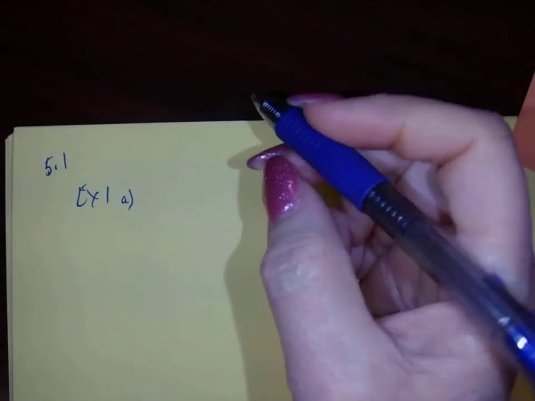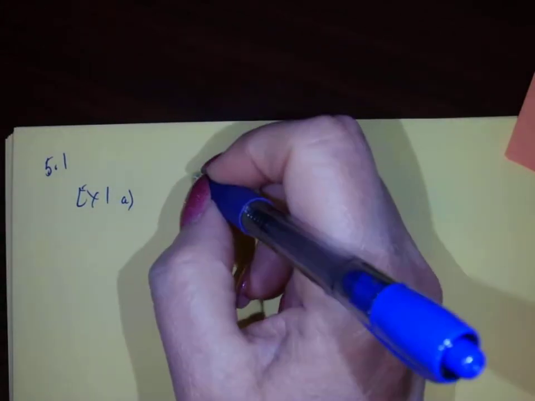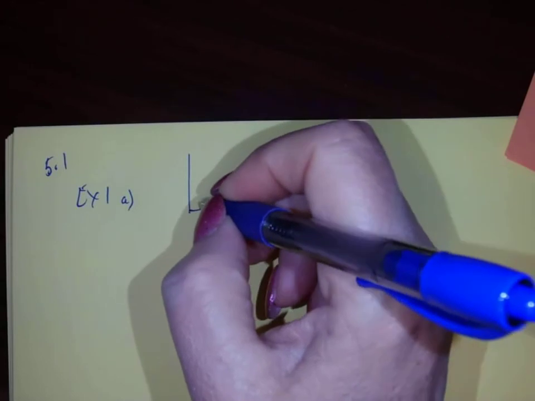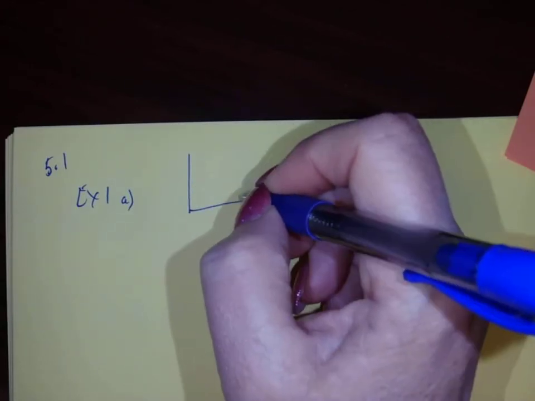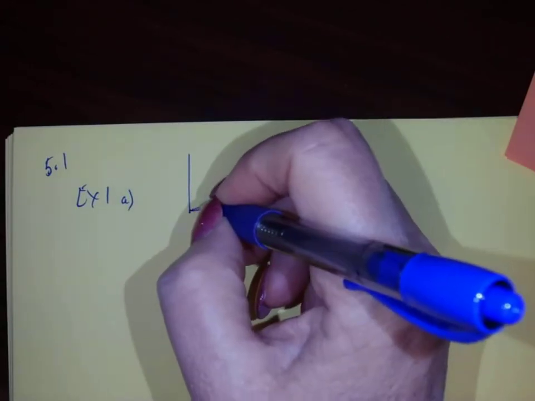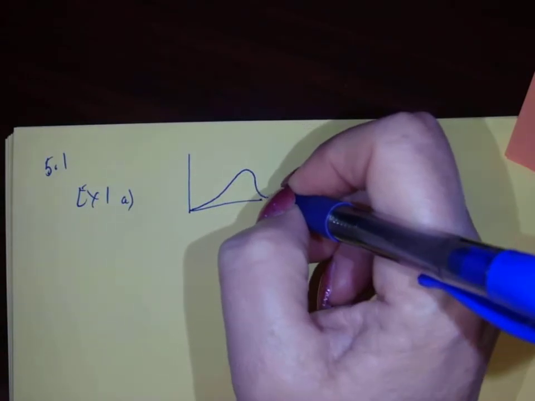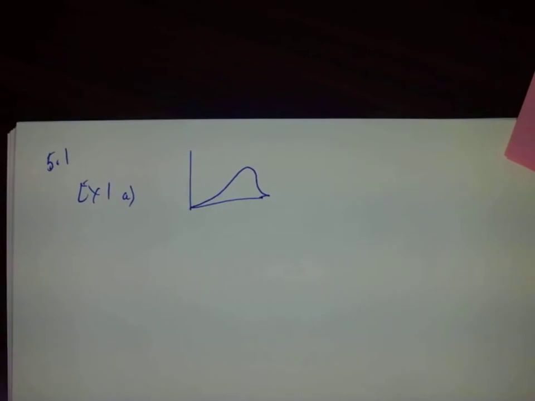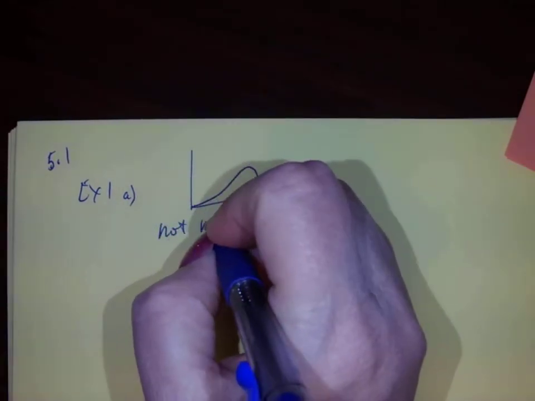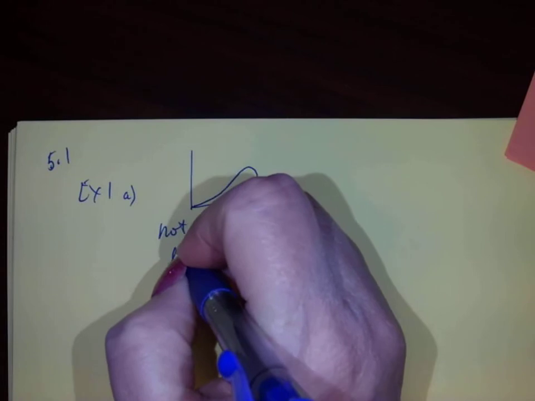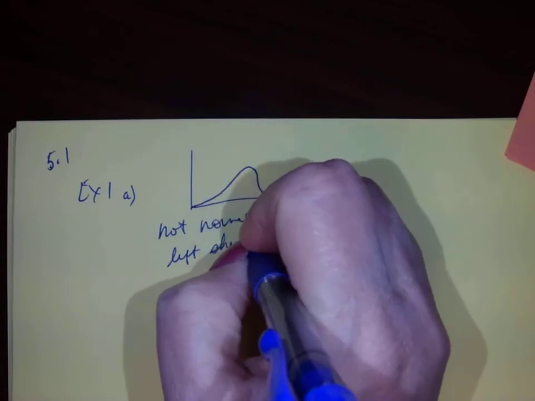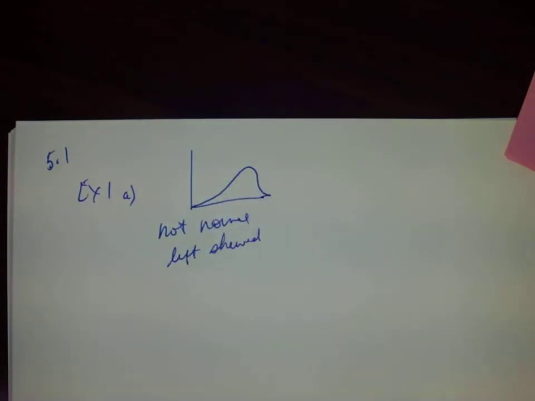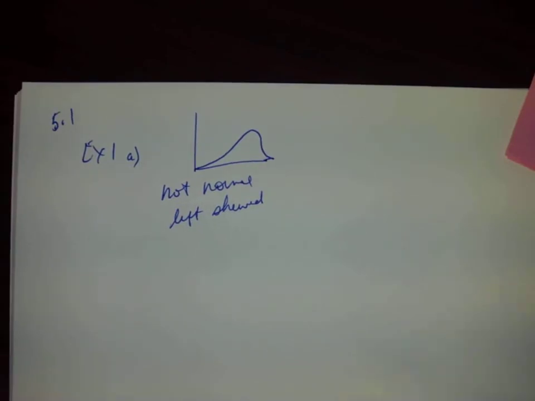And so on our distribution, this is 5.1, example 1, part A. So if we're looking at our distribution, we're looking that there's probably going to be more high scores and a few low scores. So we're probably looking at something like this that will be left skewed. It's not going to be normal. So not normal, and instead it'll be left skewed. Because if it's an easy test, we're going to expect more of the high values.